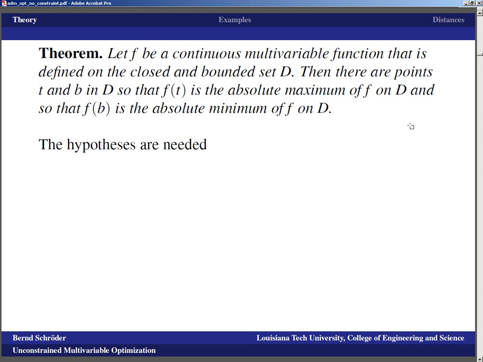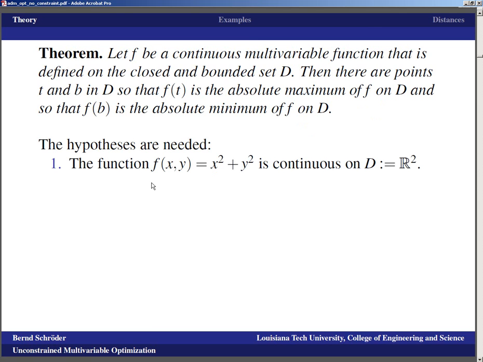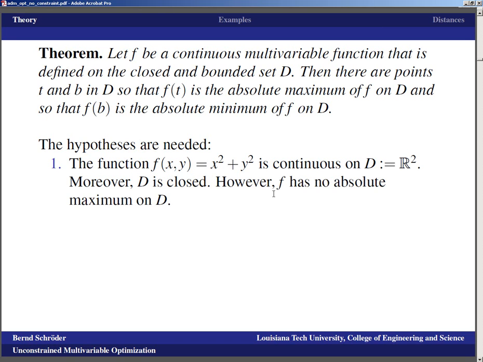What we can also do is assure ourselves that at least the hypotheses are needed. So, for example, if we're looking at the function f of x and y being x squared plus y squared, that is definitely a continuous function on the set D being R2, the two-dimensional plane. And that set certainly is closed, because if I've got any curve that sits in R2, then the limit of that curve will also be a two-dimensional vector. So that thing is closed. However, the function f has no absolute maximum on D, because x squared plus y squared grows unbounded as we make x and y large.